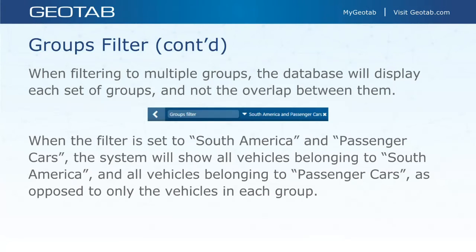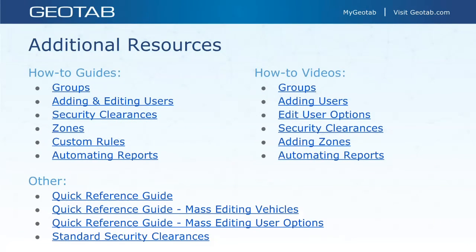The system will show all vehicles belonging to South America and all vehicles belonging to passenger cars, as opposed to only the vehicles that overlap between the two groups, if that makes sense. So we've covered a lot of ground here today in a relatively short period of time, and this is what I think is going to be most valuable to you. I'm going to send out a link to this deck here in just a second.